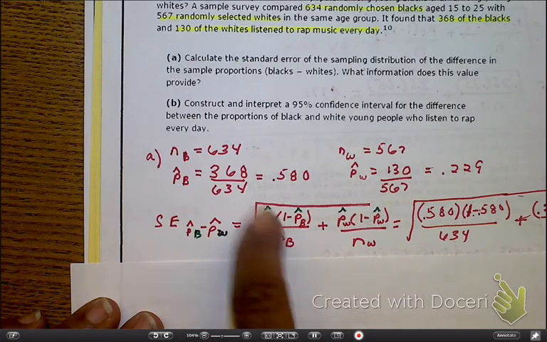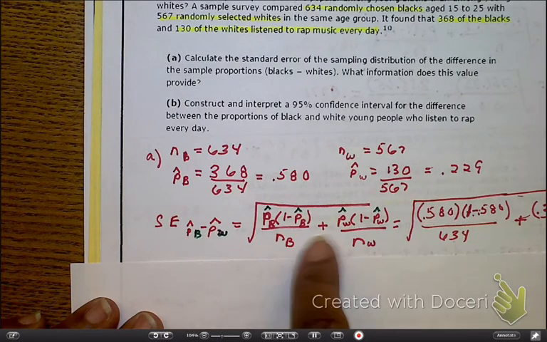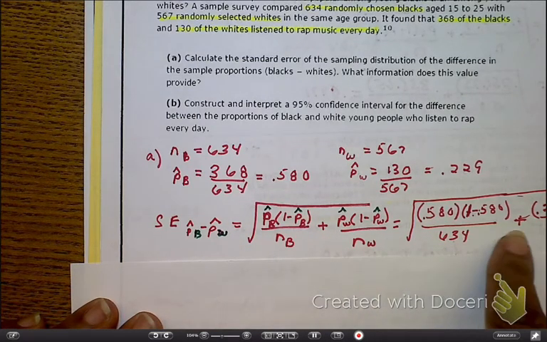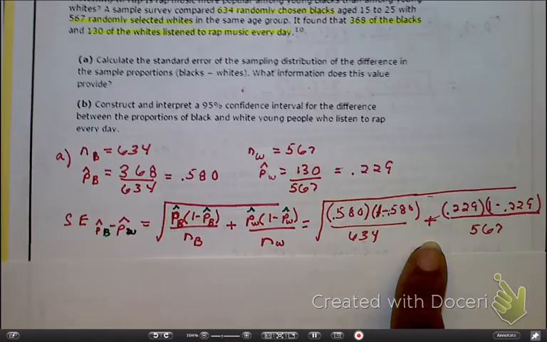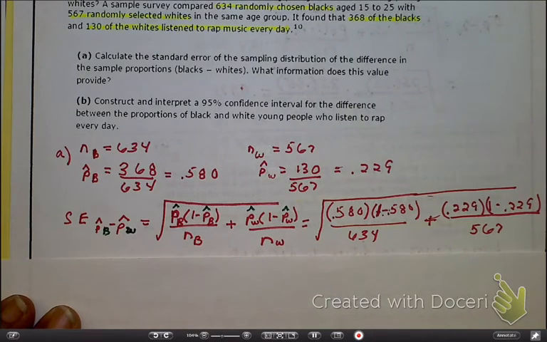So I've got these values that came from here and here, and I'm just going to take them and plug them in. And if your question is, Ms. Yarbrough, is there an easier way of doing this? Not if I just ask you for standard error.